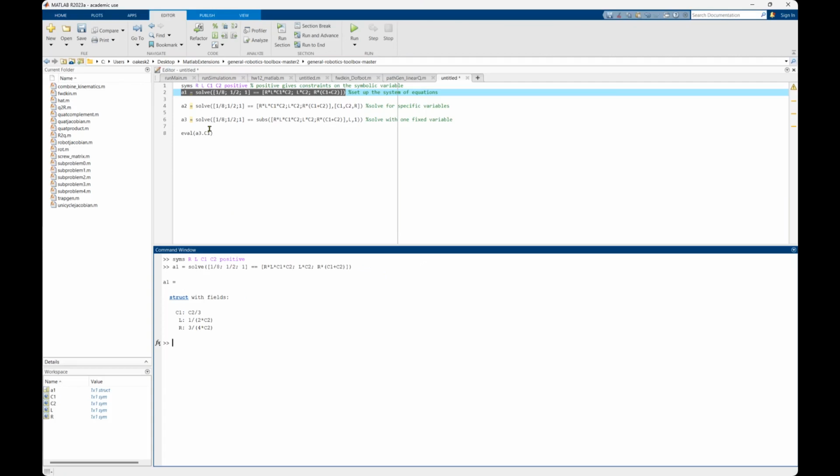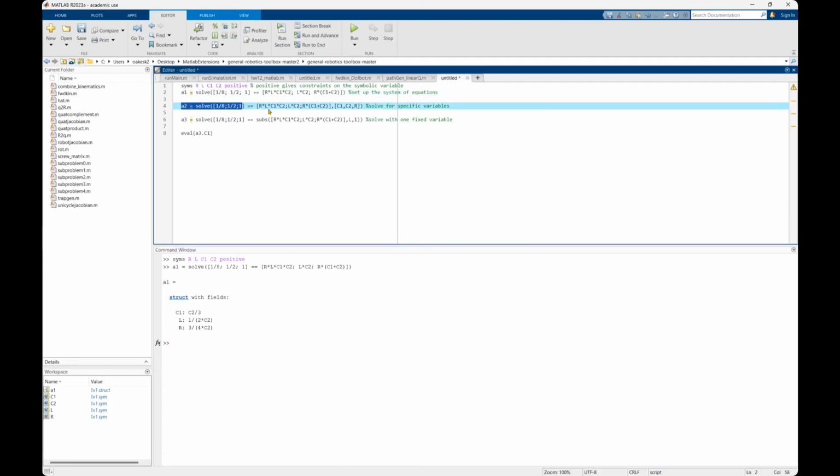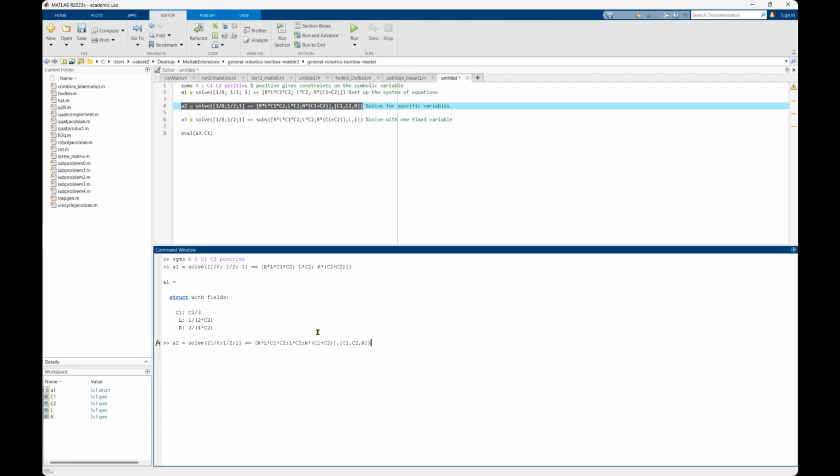If you wanted to look, say, in terms of L, right, so maybe that's the one that you have some freedom to define, or maybe you have some constraint there. So what the second argument here is doing is it's telling the solver to say, I want you to solve for C1 and C2 and R. Anything else is going to leave as a free variable. And now you can see we have these same expressions now all solved for in terms of L.